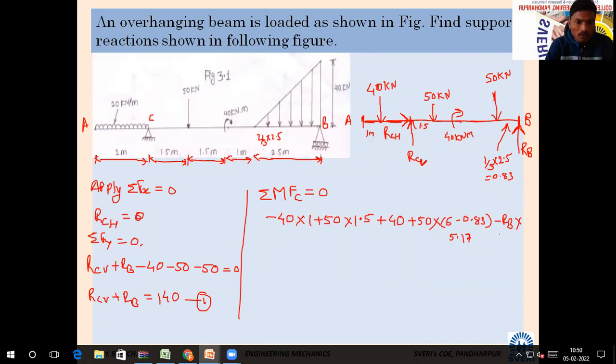What is the distance between reaction RB and point C? 6.5. Sir, do we have to subtract from 6.5? No, that is while taking the moment of this 50 kilonewton force. This is 6.5. Yes, you are correct. Not from 6, 6.5, because it is totally 6.5, no? Point C to B is 6.5, right? Yes, sir. 5.67 comes. 6.5 is the total, and from that we have to minus 0.83. Just check. 5.67.